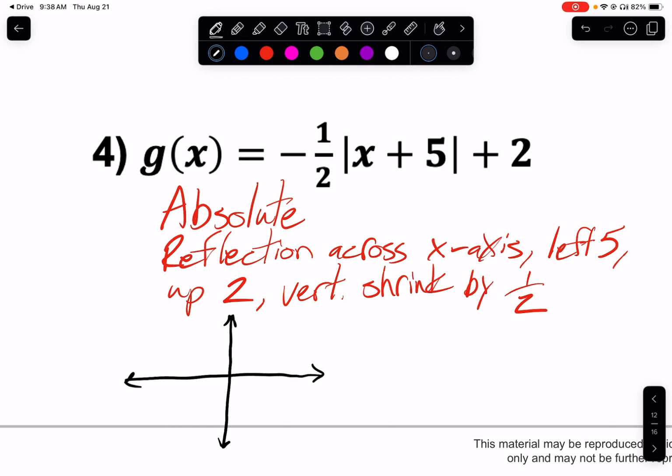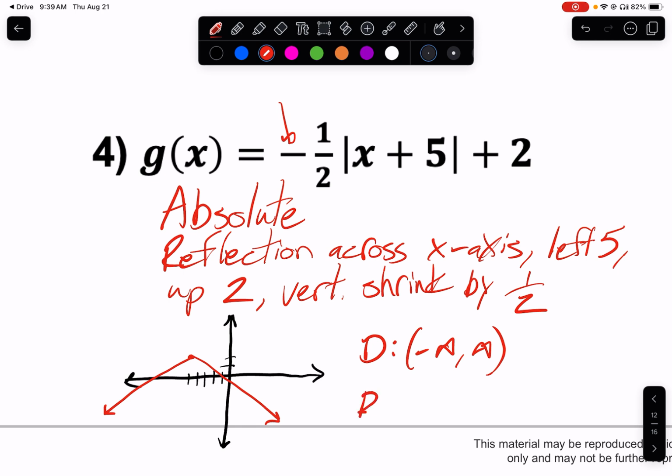All right, so we're going to the left 5. 1, 2, 3, 4, 5. We're going up 2. 1, 2. Got it right this time. All right, then we know it's going to be upside down because it has our negative, and it's an absolute value function. So it's going to be a V. And then we have vertical shrink, so it's going to be wider. It's going to look just like that. Domain, unlimited. Range, on the negative side, unlimited. On the positive side, a limit of 2.